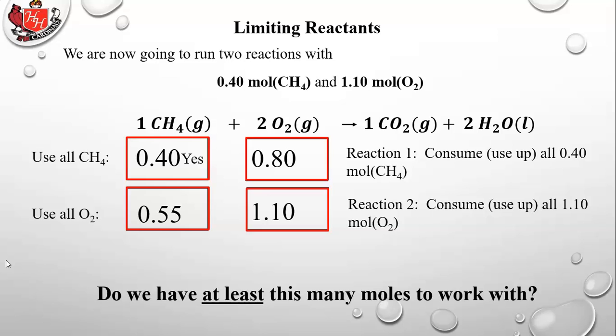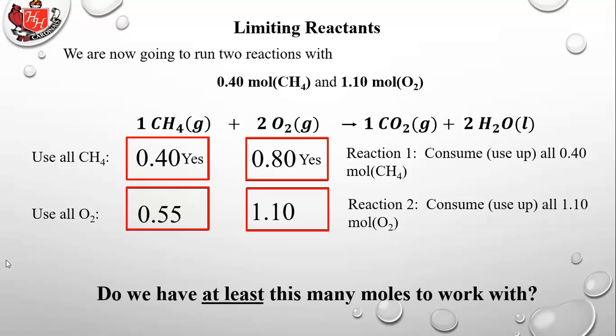Now we're going to go over to the box on the right, 0.8. Do we have at least 0.8 moles of O2? And the answer is yes. We have 1.10 moles of O2, so we have more than 0.8 moles. So we have enough O2, in other words, more than enough to combust all of the CH4. It takes 0.8. We have 1.10 moles of O2, so yes, we have enough O2 to combust all of the CH4.